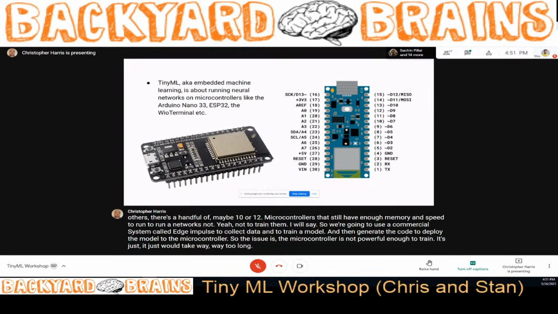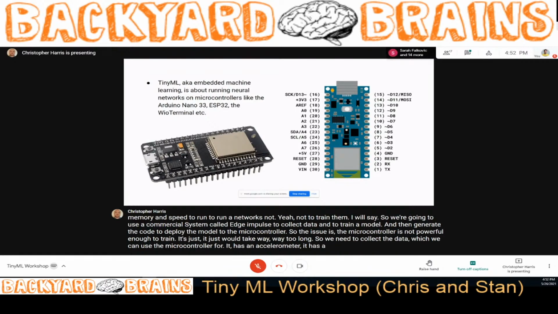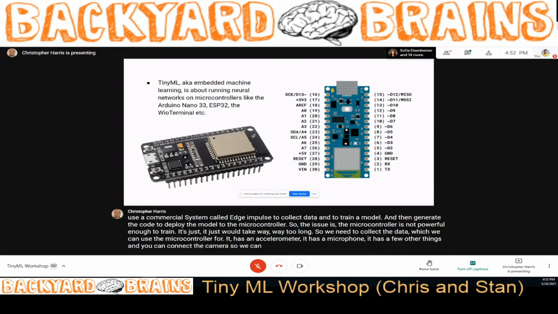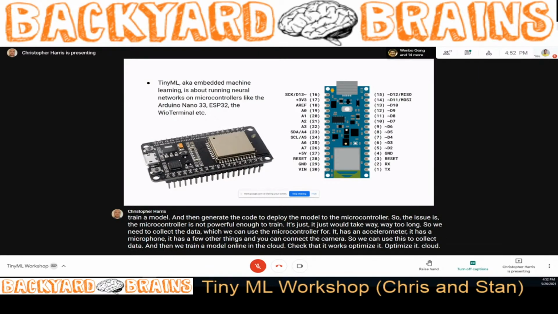So we need to collect the data, which we can use the microcontroller for. It has an accelerometer, it has a microphone, it has a few other things, and you can connect the camera. So we can use this to collect data, and then we train a model online in the cloud, check that it works, optimize it. We do everything like that in the cloud, including the data pre-processing and all that.